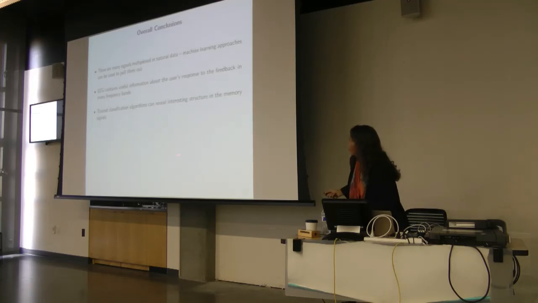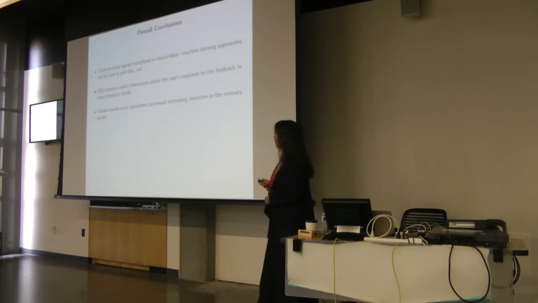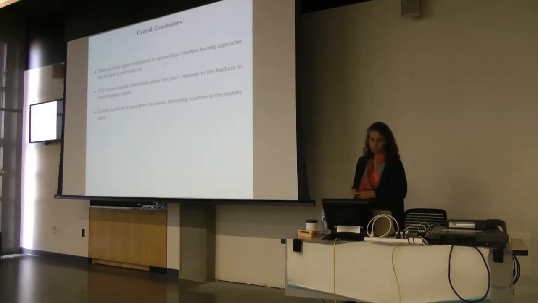Okay, and so overall, there are many signals multiplexed in natural data. Machine learning approaches can be used to pull some of this out. EEG contains useful information about the user's response to the feedback in many frequency bands. Trained classification algorithms can reveal interesting structure in the memory signals.